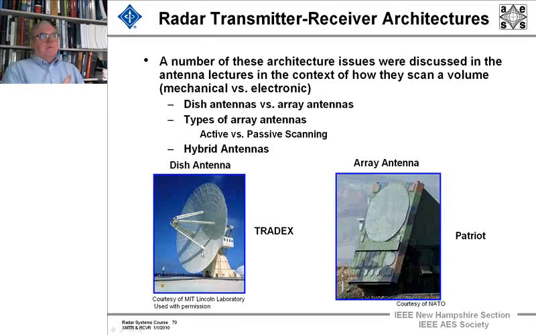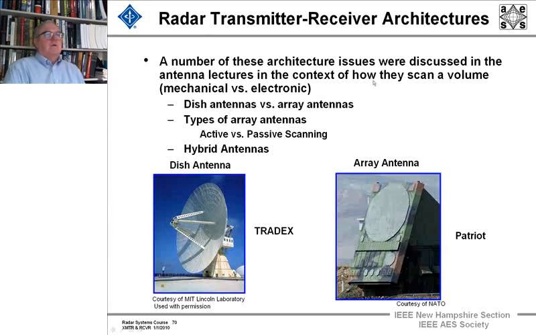Okay, we've got transmitters we've shown you that are dish antennas and array antennas. And we've shown you all different kinds of array antennas, active and passive scanning, hybrid antennas, and dish versus array antennas. And so what we want to do is address the architectural issues.